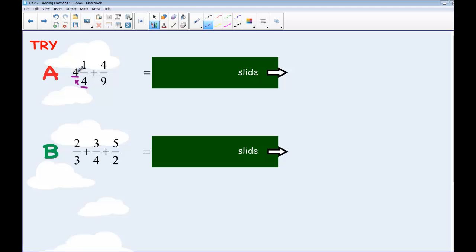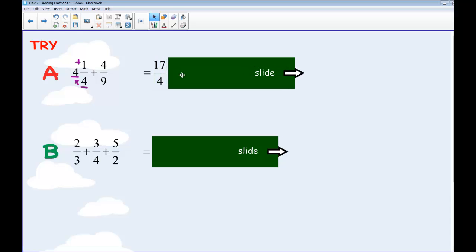So in this case, 4 by 4 gives you 16. Then you need to add the numerator. So we've got 16 plus 1. That brings us to 17. And the denominator remains the same at 4. So it would be 17 over 4. You would write the other fraction out again. So it's 4 over 9.